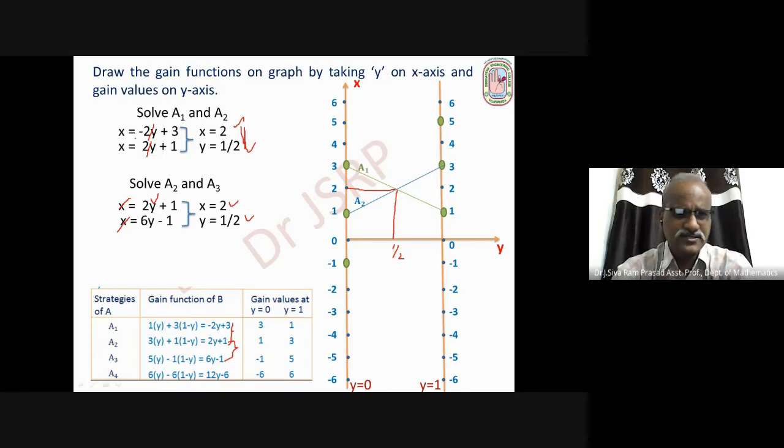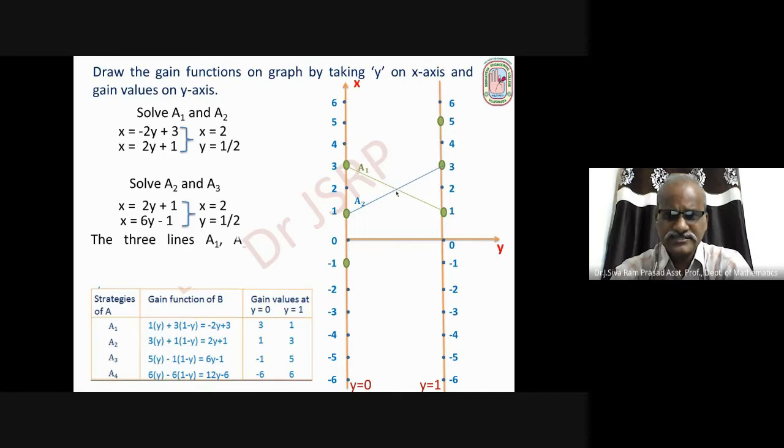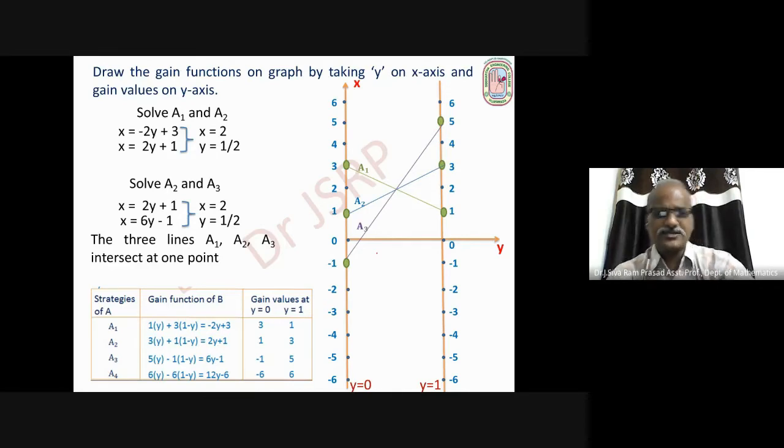That means these 3 lines A1, A2, A3 intersect at the same point. Therefore, the third line passes through this intersection point. So draw this third line. This is the line corresponding to A3. It is better to use scale and pencil to get an accurate graph.